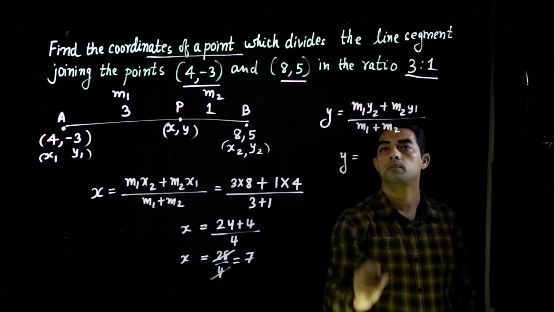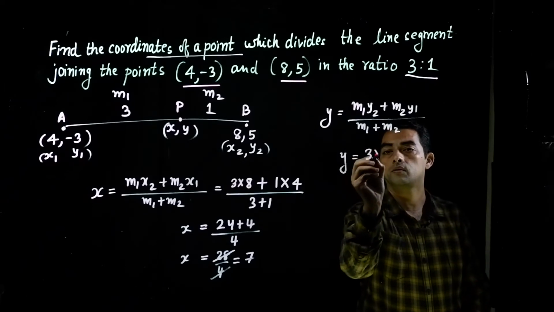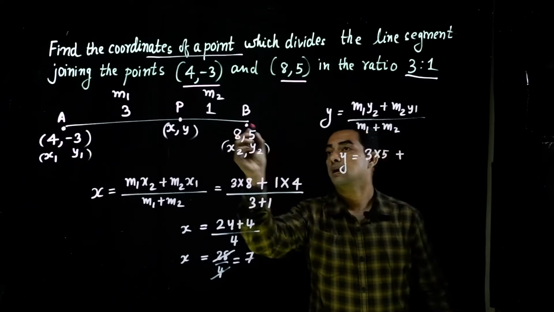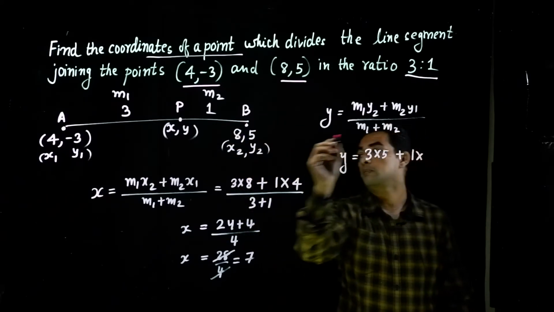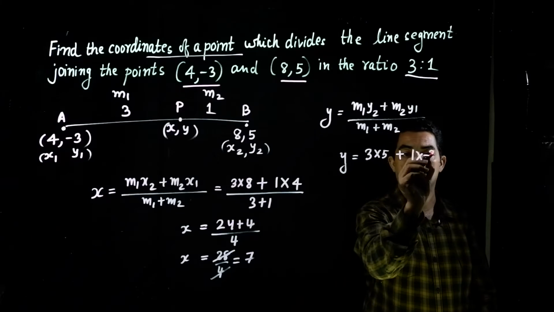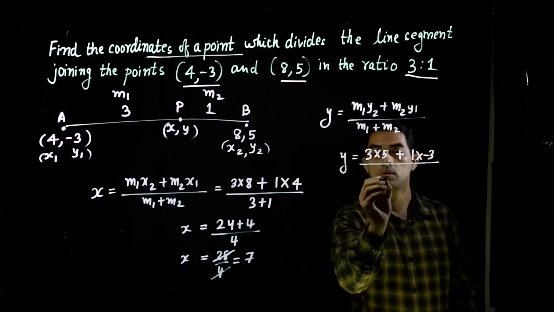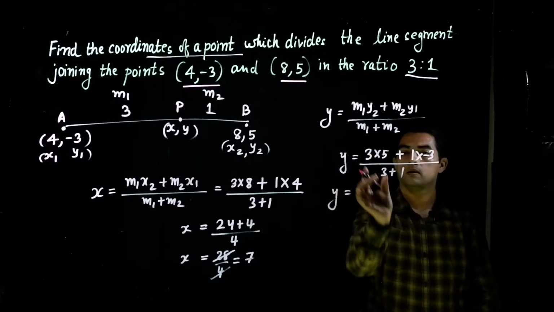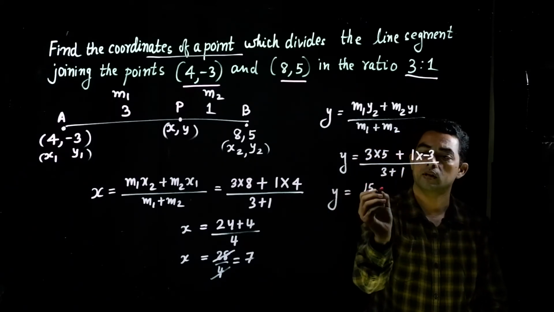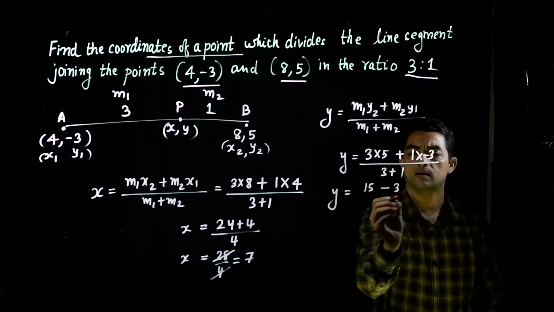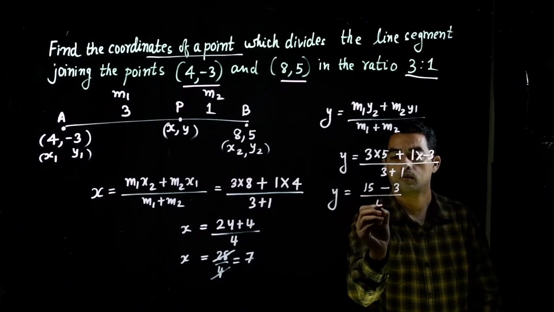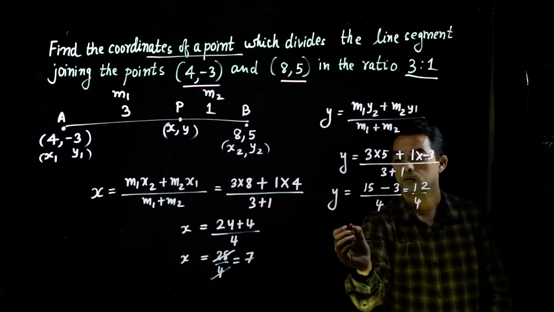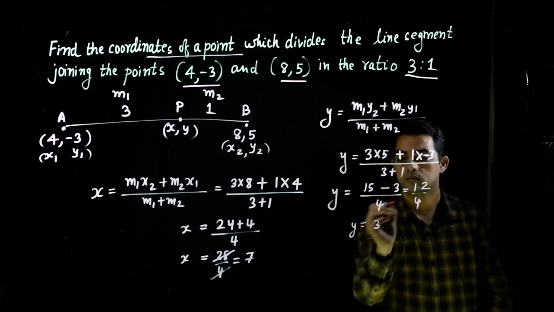So y coordinate will be, what is m1? Again 3 multiplied by y2, which is 5, plus m2, which is 1, multiplied by y1, which is minus 3, whole divided by 3 plus 1. So it will be 3 times 5 is 15 minus 1 times 3 is 3 over 4. So that will be 12 over 4. So the value of y is 3.